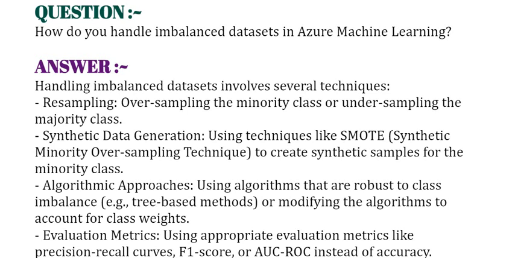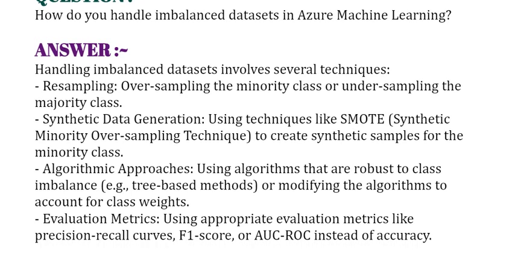Algorithmic approaches: using algorithms that are robust to class imbalance, for example tree-based methods, or modifying the algorithms to account for class weights. Evaluation metrics: using appropriate evaluation metrics like precision-recall curves, F1 score, or AUC ROC instead of accuracy.